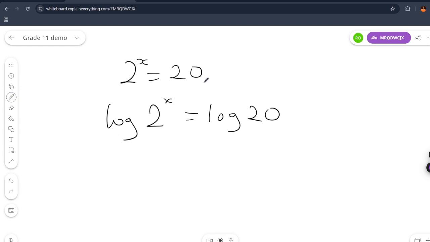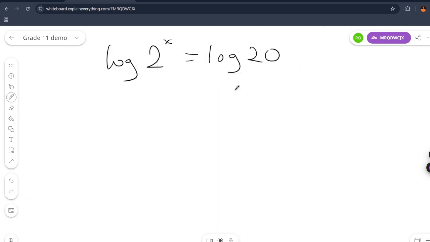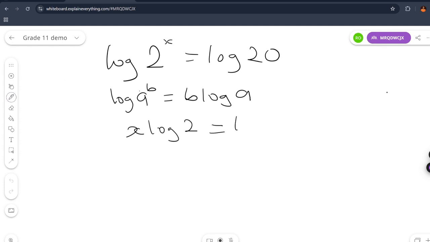We are introducing log to both sides. So if log 2 raised power x equals log 20, now we have to apply the logarithm rule that says log a raised power b is equal to b log a. So we compare that to this now. We are having log a raised power b equals b log a. So that means log 2 raised power x will be equal to x log 2, and this is equal to the right hand side, which is log 20.